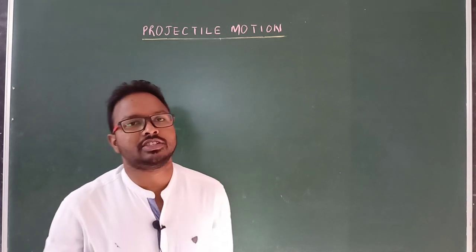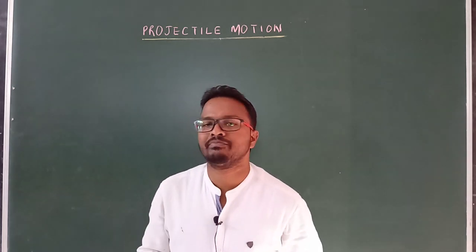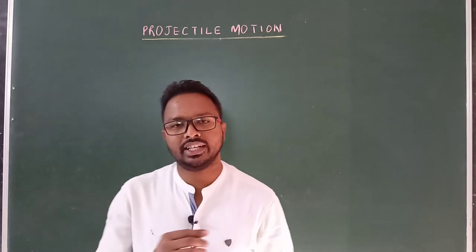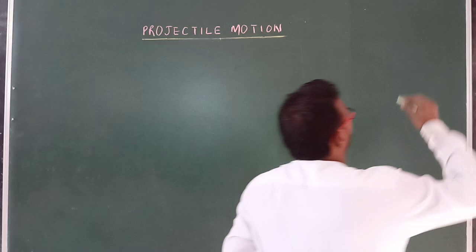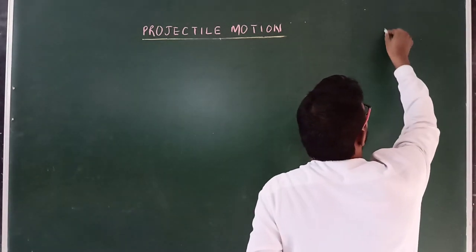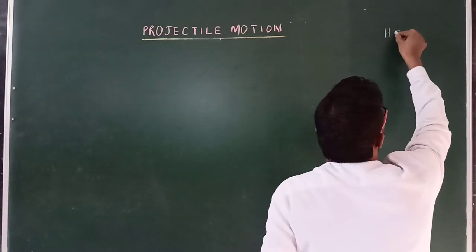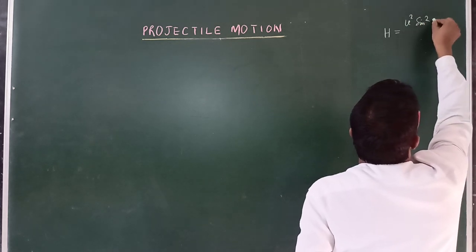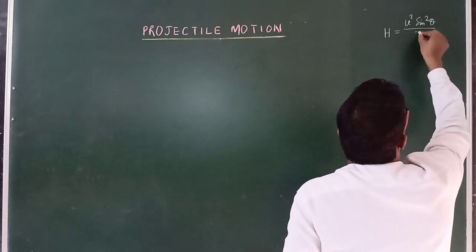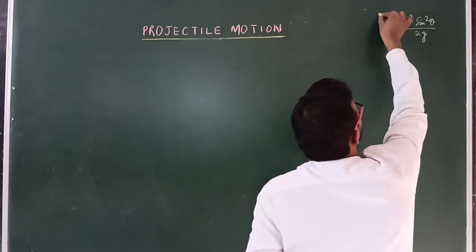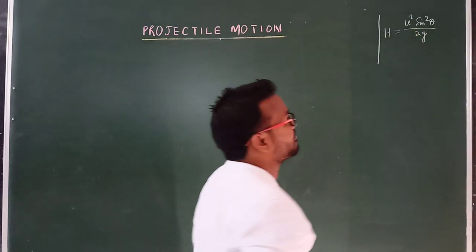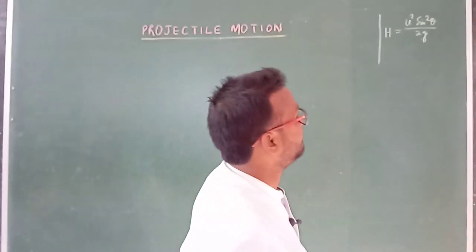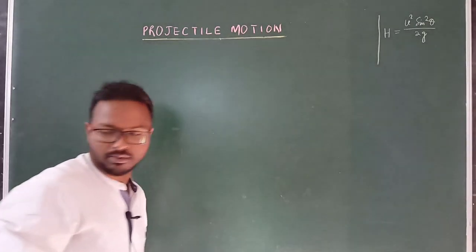And we already discussed how to find the maximum height attained by a projectile during its motion, and that maximum height h is equal to u square sin square theta by 2g. So you have to remember this relation while you are solving different types of problems. It may help to find the maximum height.